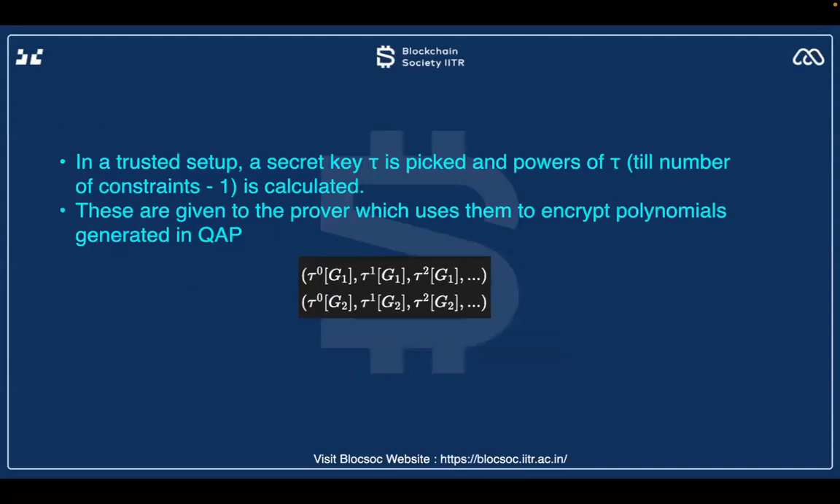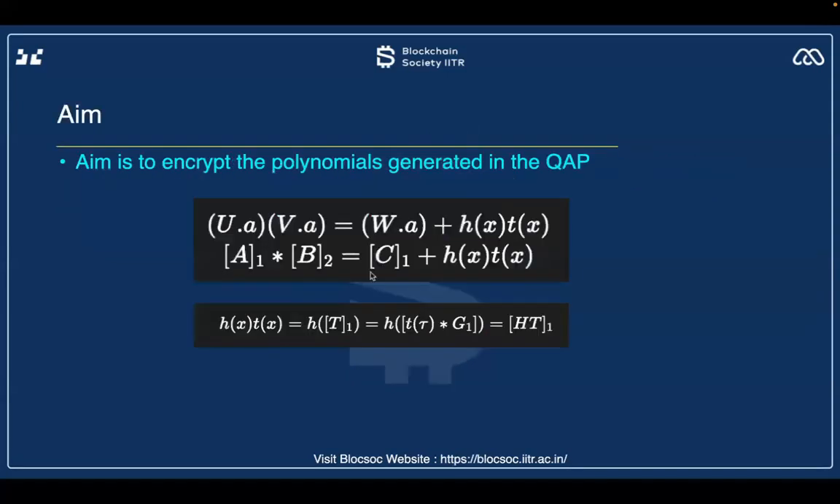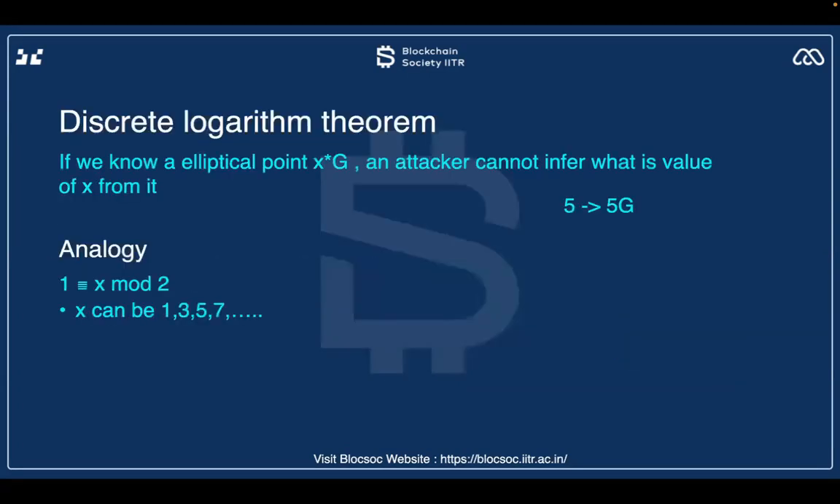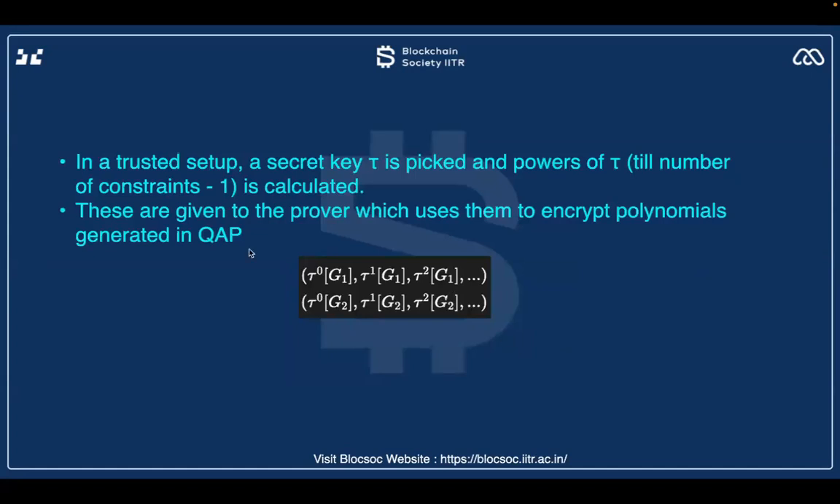So how is the encryption done? In a trusted setup, which is a third party setup, a secret key tau is picked and powers of tau are calculated, up to the degree of this polynomial. So we will calculate tau 0, tau 1 and tau 2 encrypted to the G. And because of the discrete logarithmic theorem we discussed, if we destroy tau after generating these points, we cannot tell what tau was.